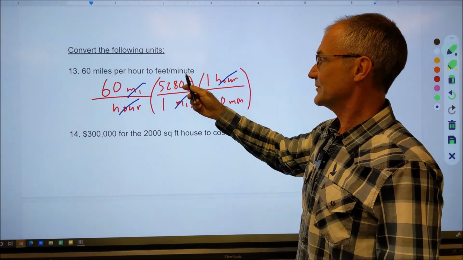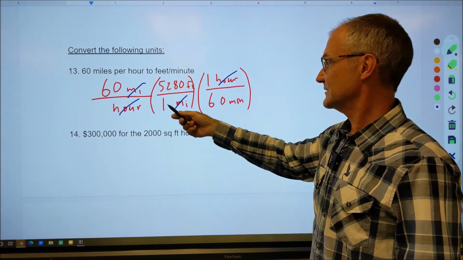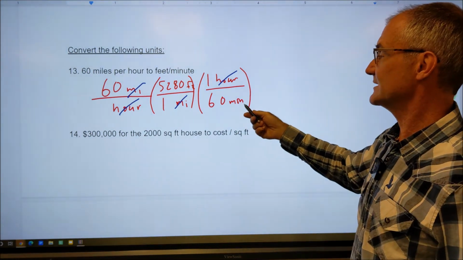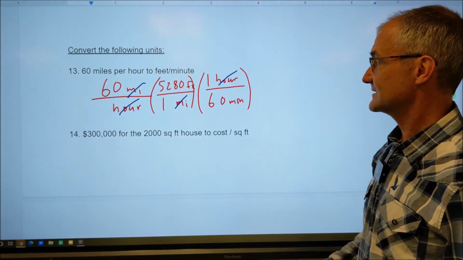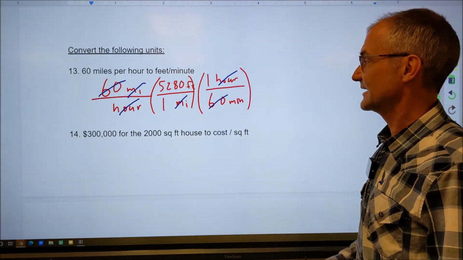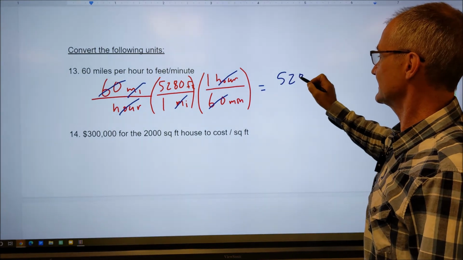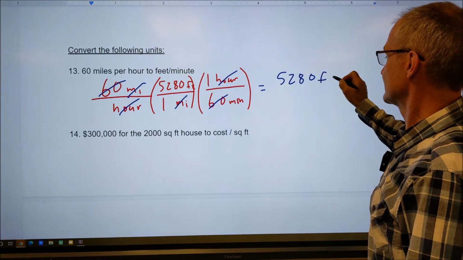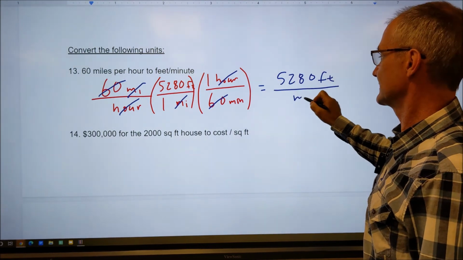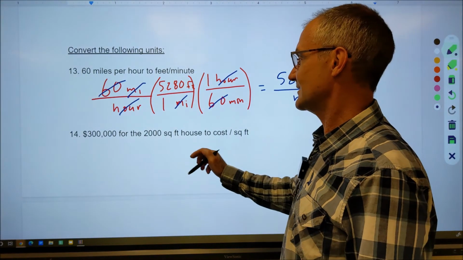I want feet per minute, and the only units I have in the numerator is feet. The only units I have in the denominator are minutes, and that's what I want. Actually, 60 and 60 will also cancel. And I can see that I go 5,280 feet per minute.